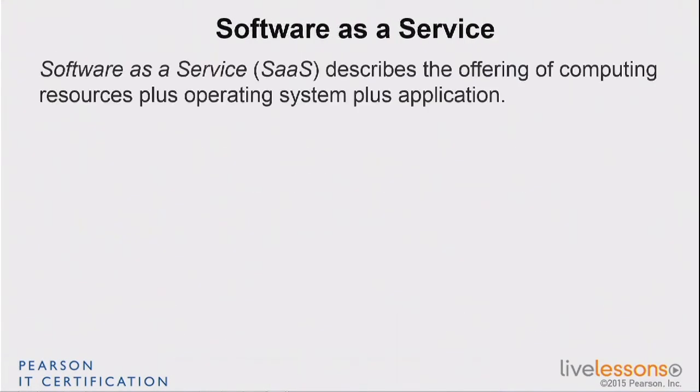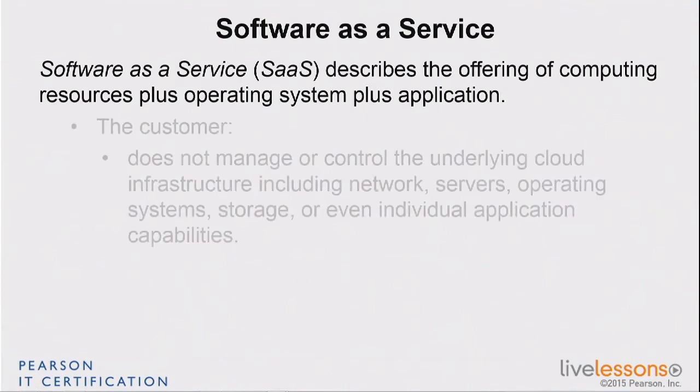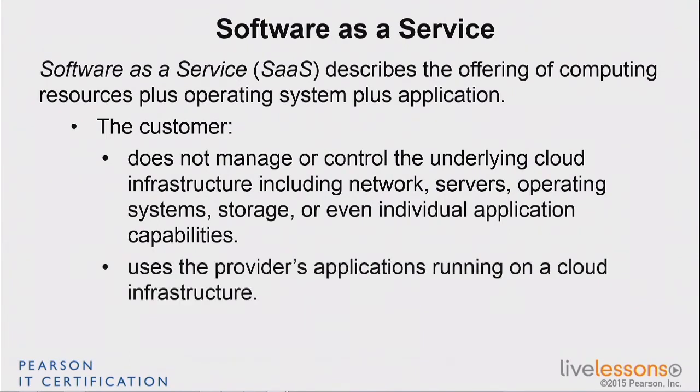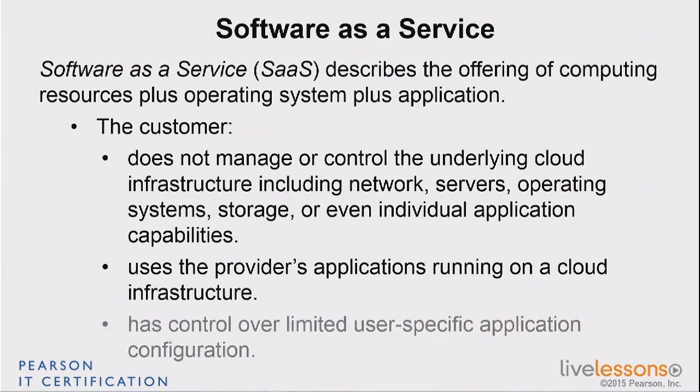Software as a service, SaaS, describes the offering of the computing resources plus the operating system plus the application. The customer does not manage or control the underlying cloud infrastructure, which includes the network, the servers, the operating systems, storage, or even the individual application capabilities. The customer uses the provider's application running on the cloud infrastructure, and the customer may have control over limited user-specific application configurations. There's a really wide spectrum of control depending on which one of these three models you're going to be purchasing.